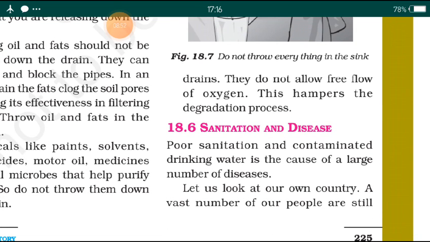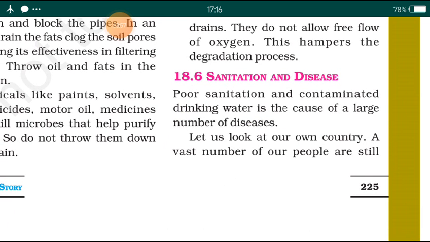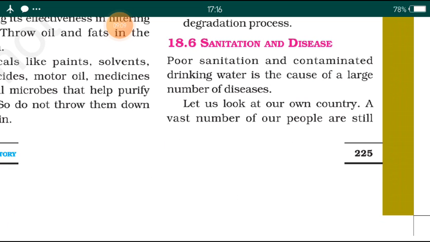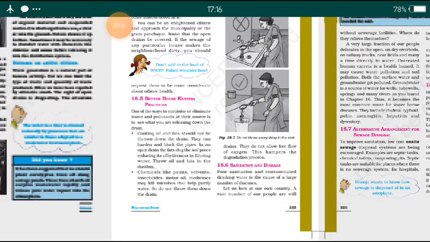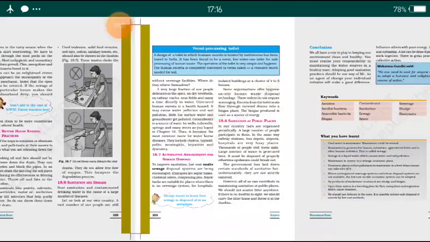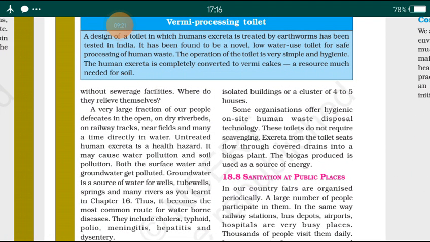18.6 Sanitation and disease. Poor sanitation and contaminated drinking water are the cause of a large number of diseases. Let us look at our own country. A vast number of our people are still without sewerage facilities. Where do they relieve themselves?